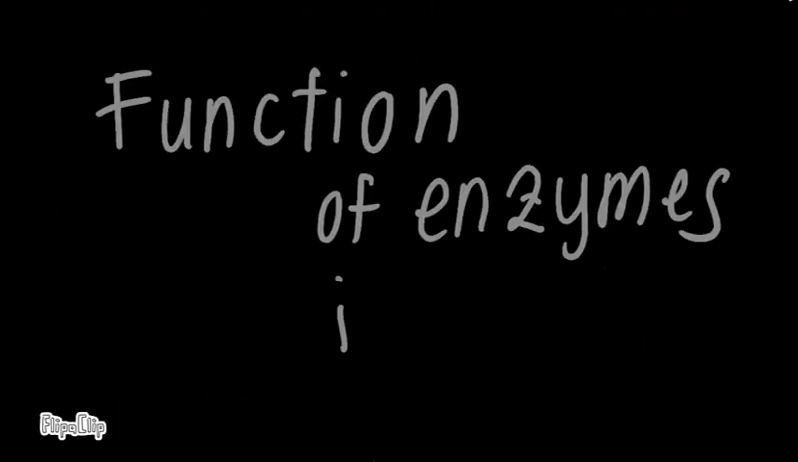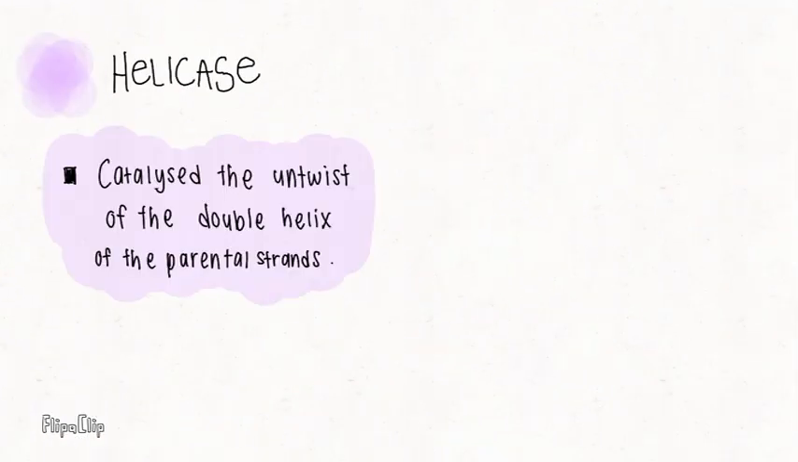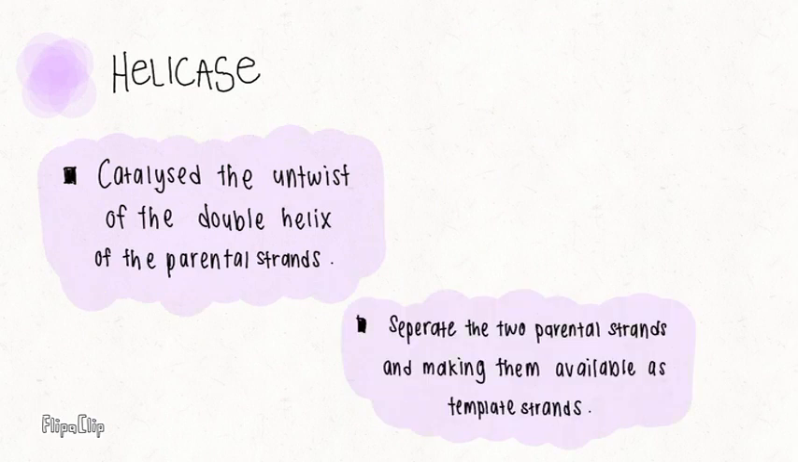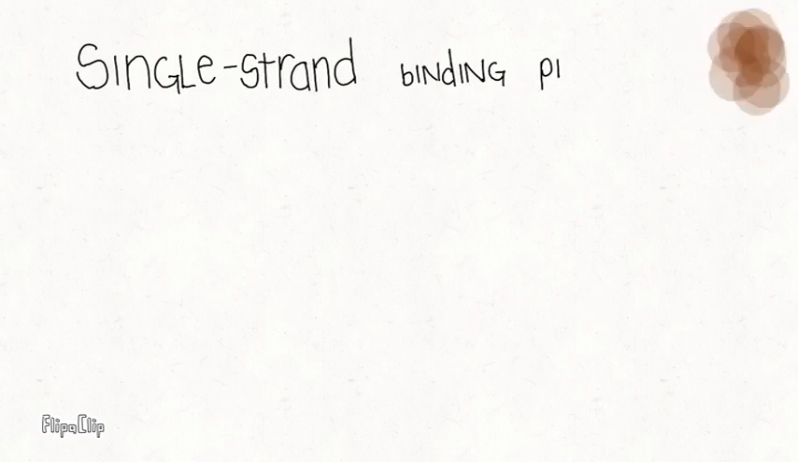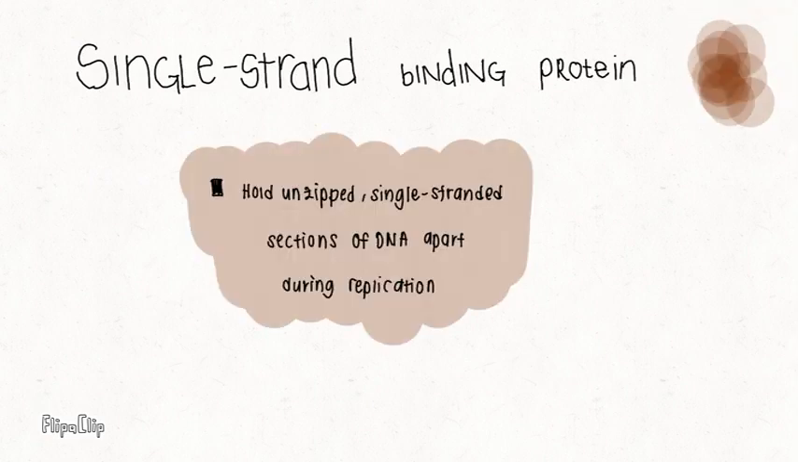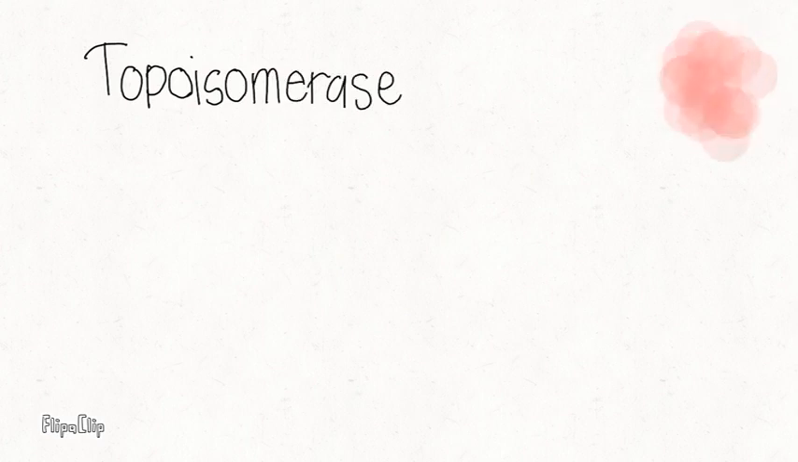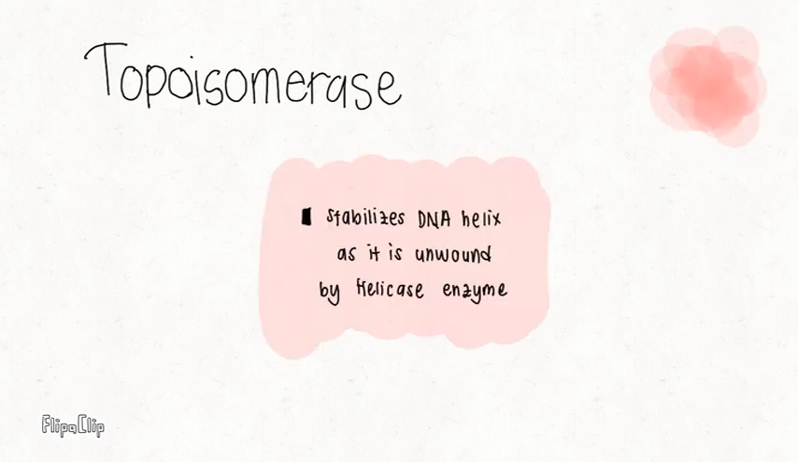Here is the function of the enzymes involved. The first enzyme is helicase. Helicase catalyzes the untwisting of the double helix of the parental strands, and it separates the two parental strands, making them available as template strands. Second is single-strand binding protein. It holds unzipped single-stranded sections of DNA apart during replication. Third is topoisomerase. It stabilizes the DNA helix as it is unwound by the helicase enzyme.